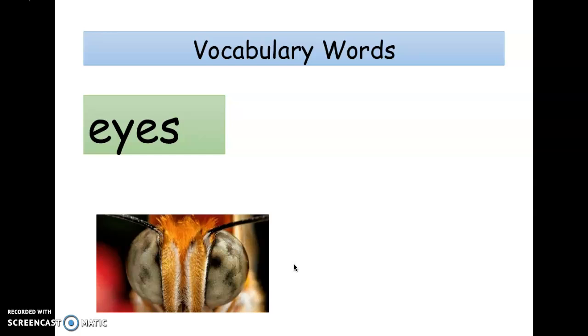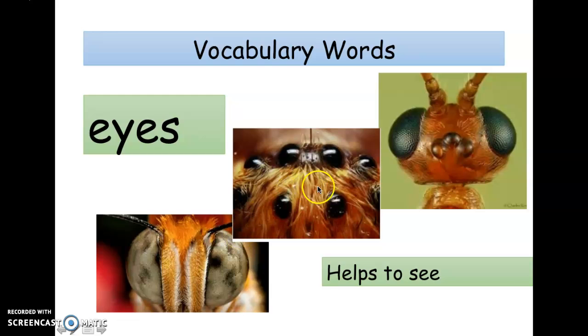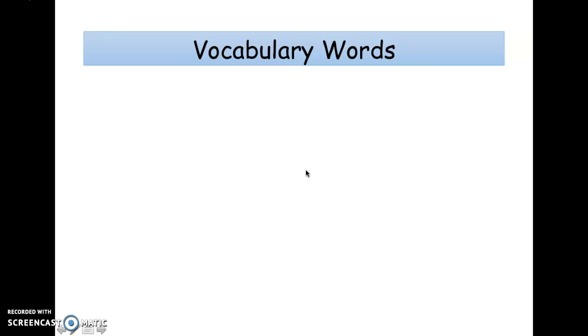Eyes. Insects have eyes that help them see. But I think they see things very differently from us. Eyes. And spiders have 8 eyes. Wow. Did you know that? No. I thought they had 2 eyes. No, they have 8 eyes. Wow. Spiders have 8 eyes.